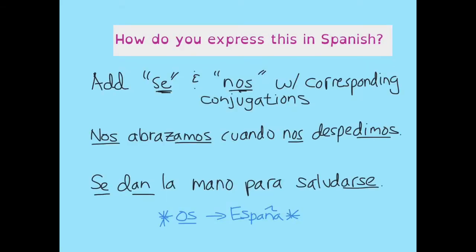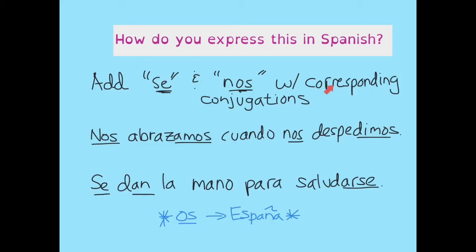So now that we know that it's "each other" in English with a reciprocal action, how do we get this to be expressed in Spanish? Well, it's pretty easy. We actually add se or nos to our conjugations, and that represents the "each other" in Spanish. So for example, nos abrazamos cuando nos despedimos. We hug each other when we say goodbye to each other.